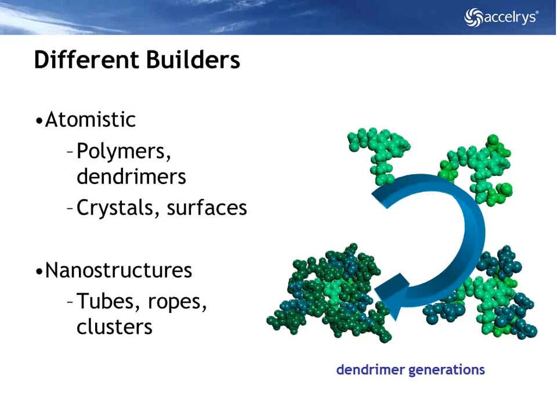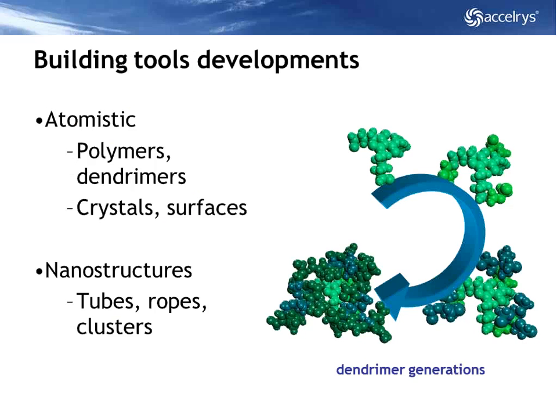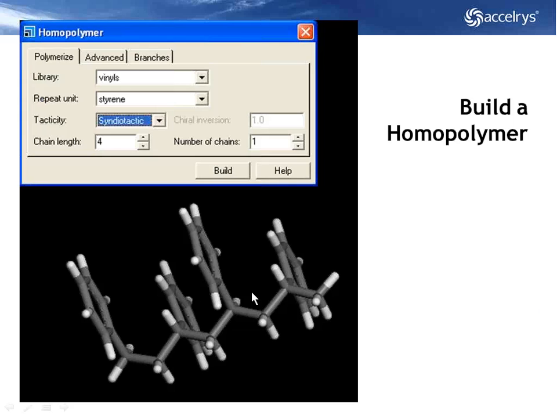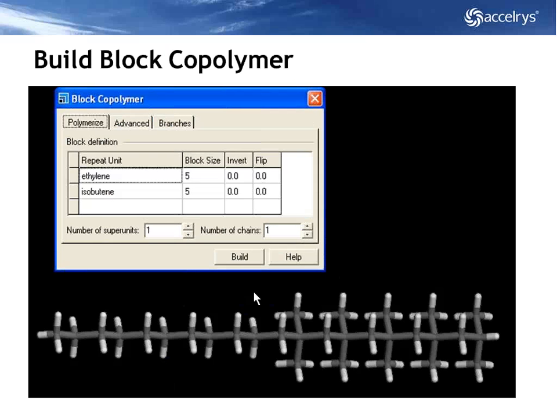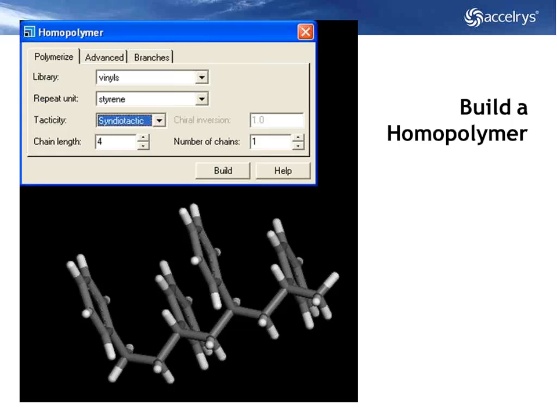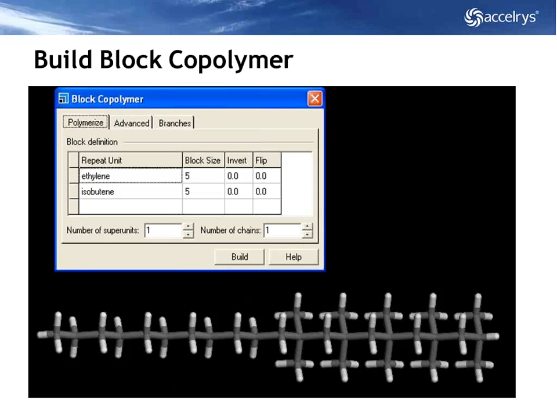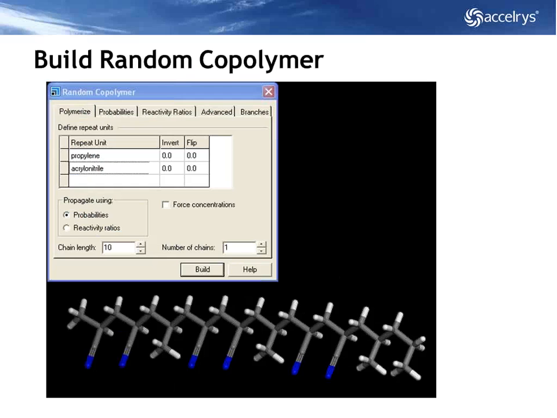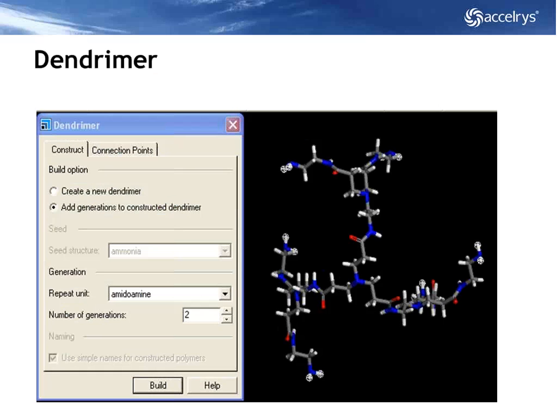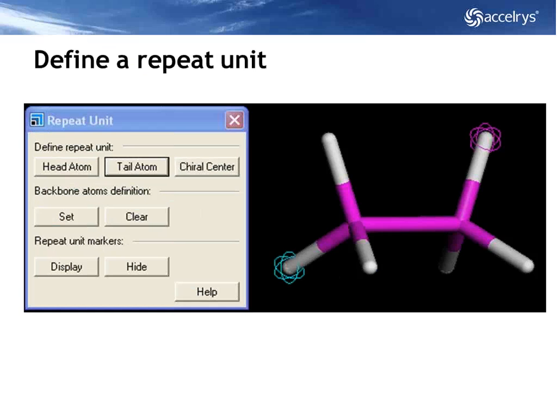All right, different builders. Building tool environments are sort of context sensitive. I've shown you dendrimers, I've shown you polymers, I can touch on crystals and surfaces. Obviously, we have nanotubes, nanoropes, nanoclusters. You can build multi-core nanoropes very easy. These are the polymers. We've touched it. These are some more examples where I'm now dealing with block copolymers, homopolymers, right? Random copolymers between materials.